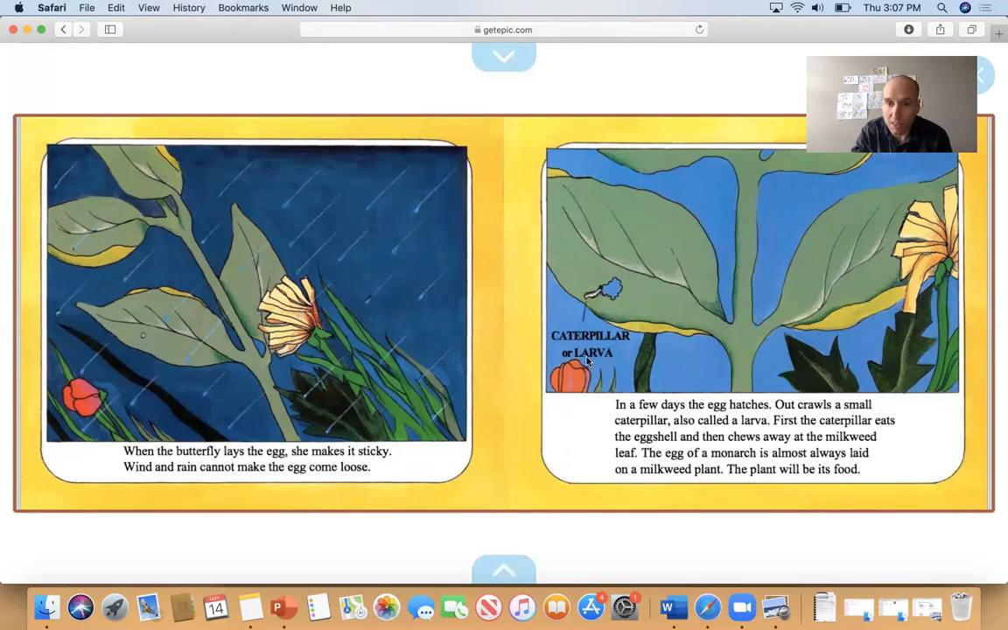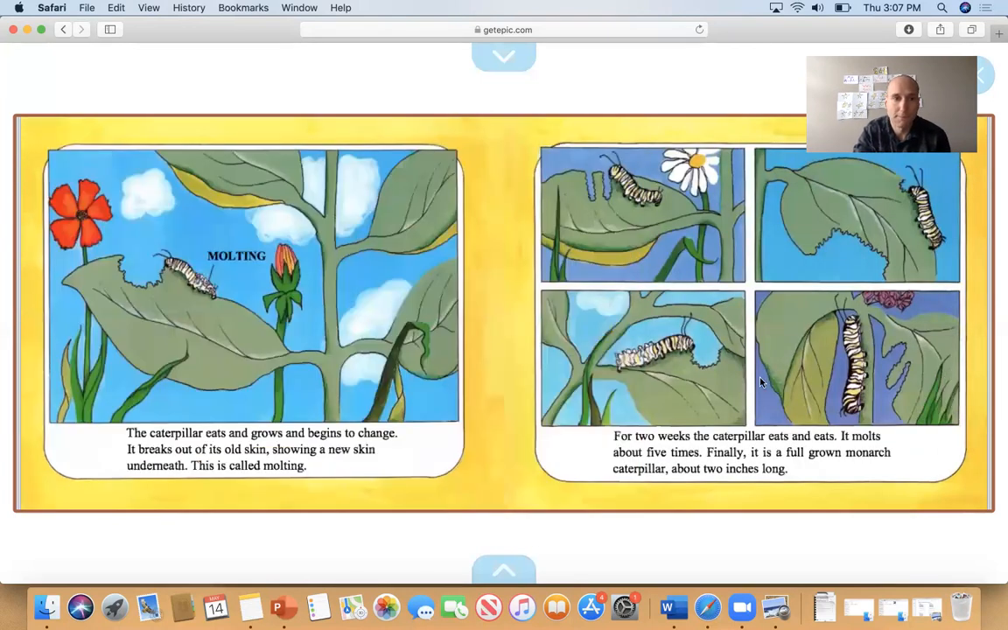So if I want to know what a larva is, look at right here. Out crawls a caterpillar, also called a larva. So I know larva means a caterpillar right there. I can use the illustration as well.